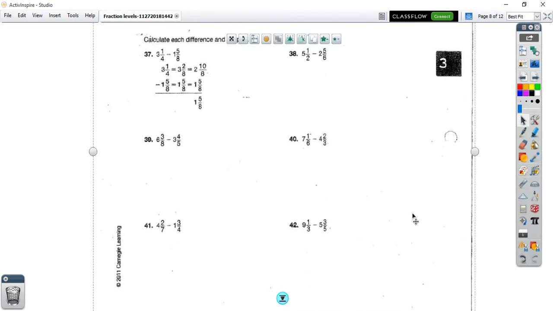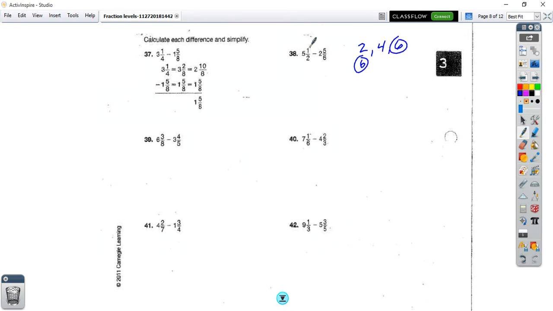So let's go ahead and look at these problems from 37 to 42. Look at question number 38. We have 5 and 1/2 minus 2 and 5 sixths. Well, I have 2, 4, 6, and then I have 6. So my denominator is 6. So this is times 3 times 3. So that gives me 5. 1 times 3 is 3. 2 times 3 is 6. Minus, I like to leave some space here, 2 and 5 sixths.